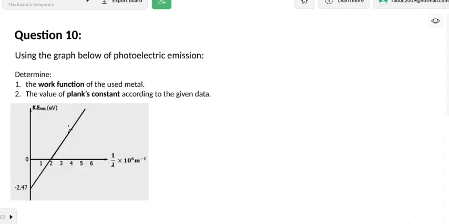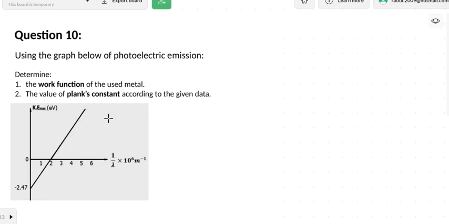This is the last question. We will do it in this part. Question number 10 is more application on the graph of kinetic energy versus the reciprocal of the wavelength. He's asking me to calculate the work function. Actually, here we have 2 ways to find the work function, either to use the y-intercept or to use the x-intercept. But if we use the y-intercept, it's shorter and faster.